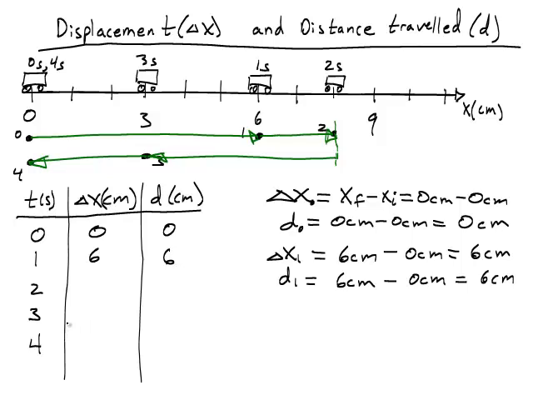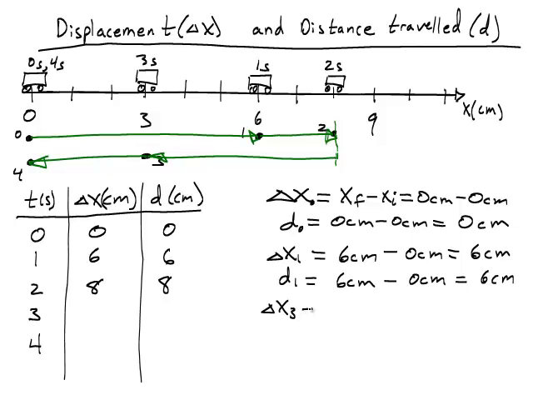Again, we can do the same. I'm ending at 8 centimeters to the right. Means this will be 8. And my distance traveled is 8 as well. Now, at 3 seconds, we're going to notice that the displacement and the distance traveled start to give us different numbers.